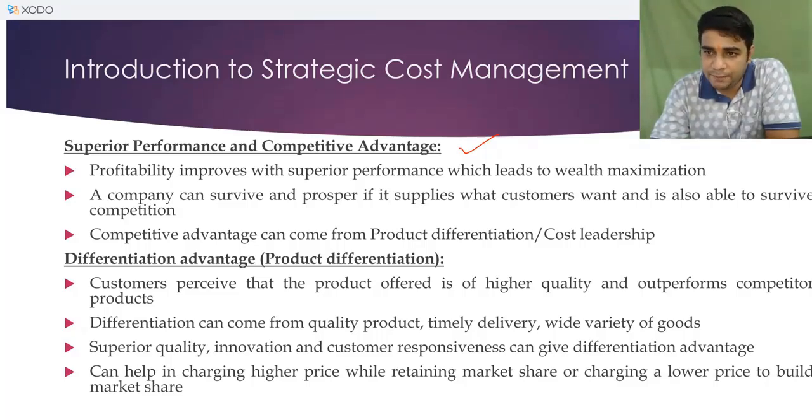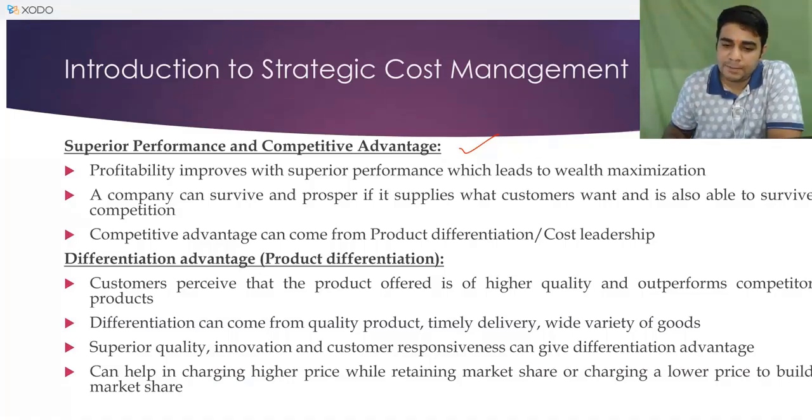The better performance can be on the basis of quality, price, delivery, or support. The two primary factors are the two ways we divide this superior performance. One approach is quality, and the second approach is price. Profitability improves with superior performance, which leads to wealth maximization.